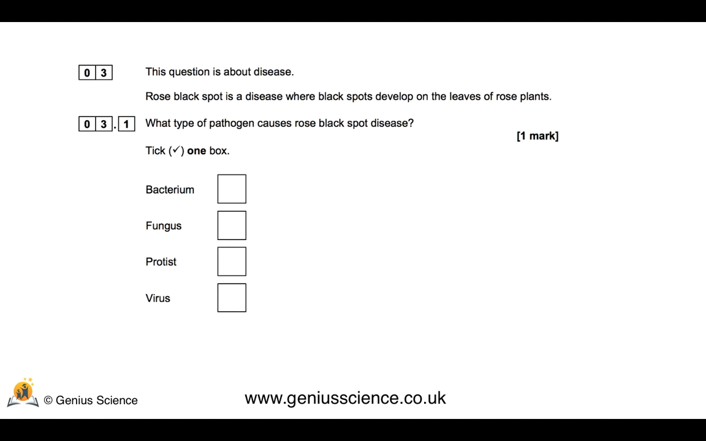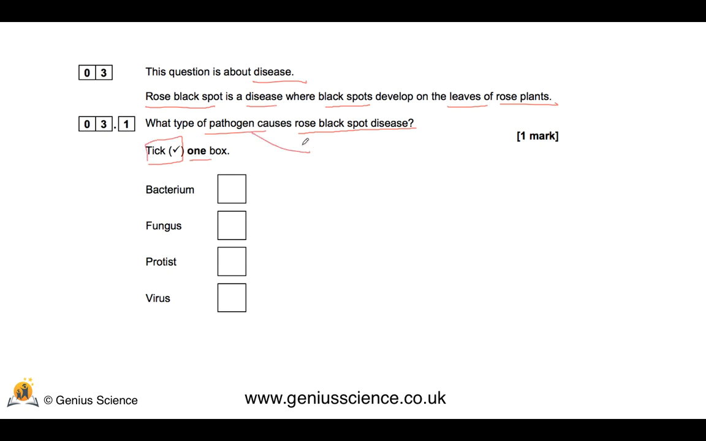Now on to question 3. Question 3, all about diseases. And rose black spot is a disease where black spots develop on the leaves of rose plants. And question 3.1 is asking us what type of pathogen causes rose black spot disease. And as per usual, we're ticking one box.